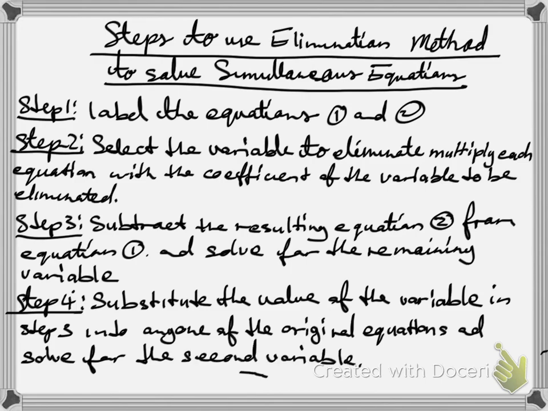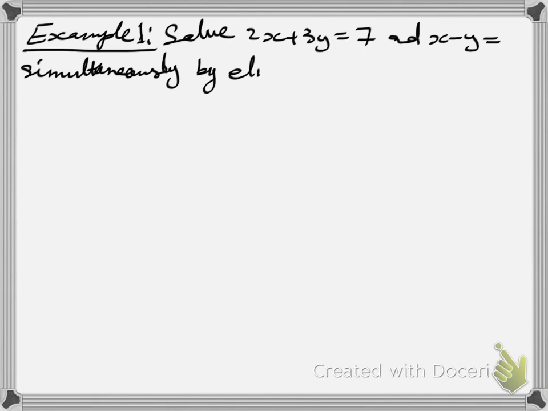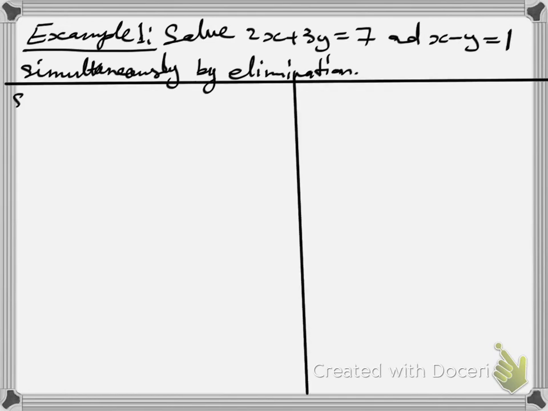Let's do an example so that you understand what's going on. Example number 1, you are given 2x plus 3y is equal to 7 and x minus y is equal to 1. Solve simultaneously using the method of elimination. So step 1, we label each equation: equation number 1 and equation number 2, to distinguish them.